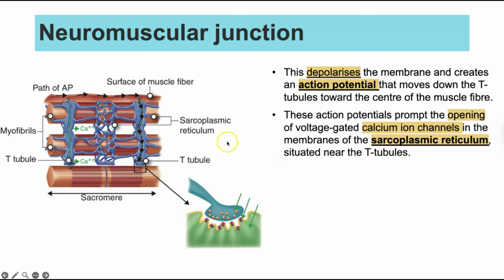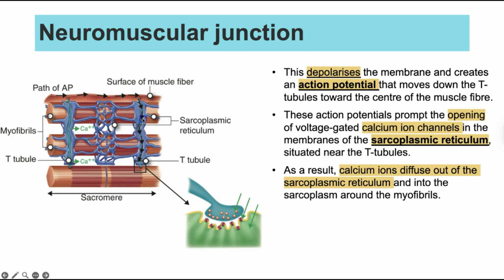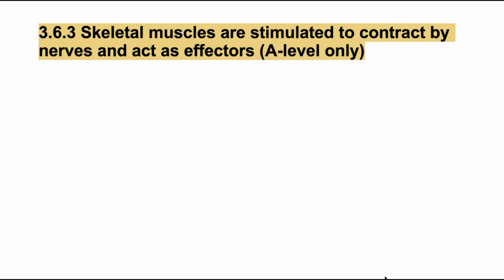And those action potentials prompt the opening of voltage-gated calcium ion channels in the membranes of the sarcoplasmic reticulum, situated near these T tubules. And as a result, calcium ions diffuse out of the sarcoplasmic reticulum around the myofibrils. And that is what causes muscle contraction via the sliding filament.